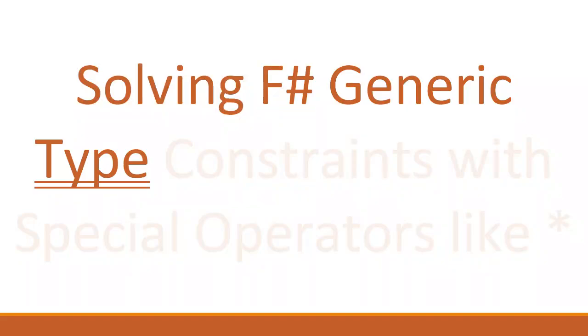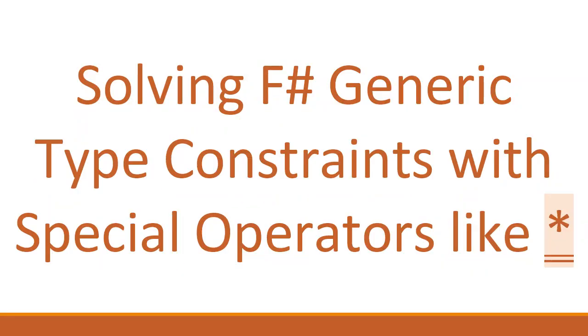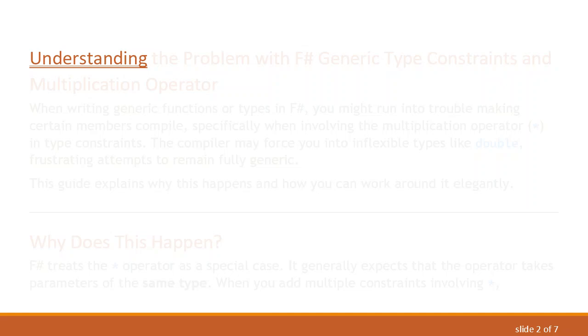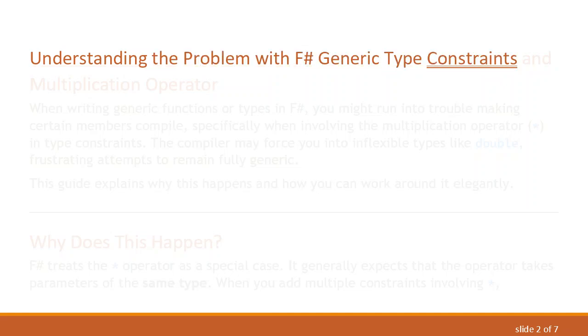Solving F# generic type constraints with special operators like asterisk. Understanding the problem with F# generic type constraints and the multiplication operator.